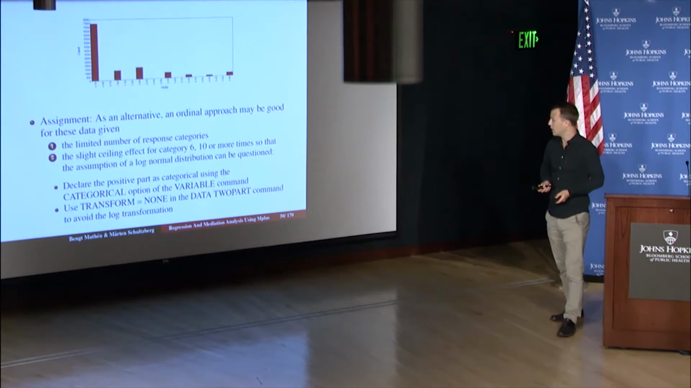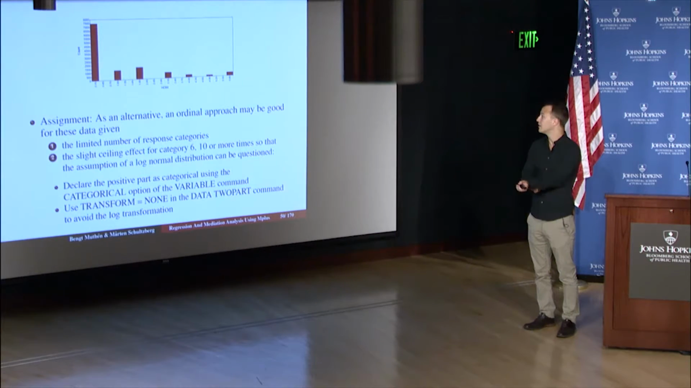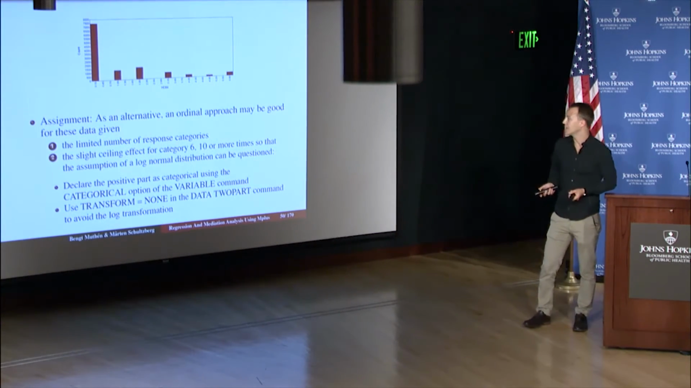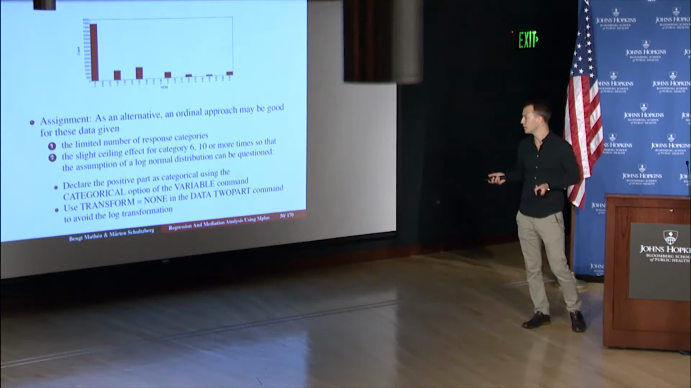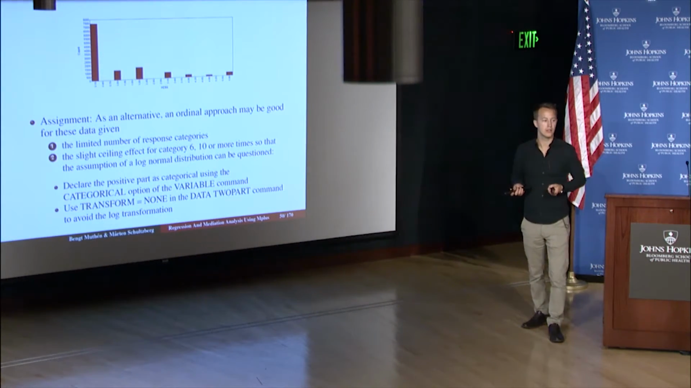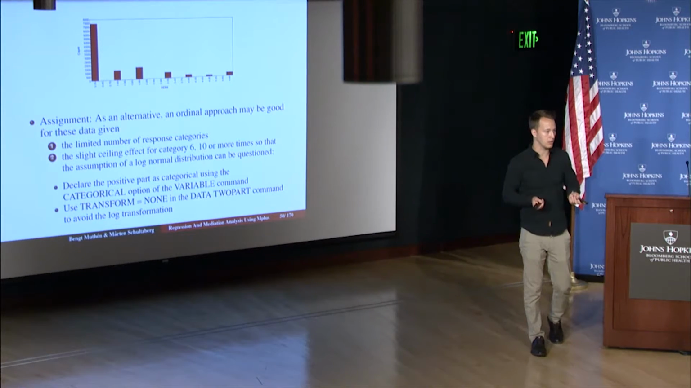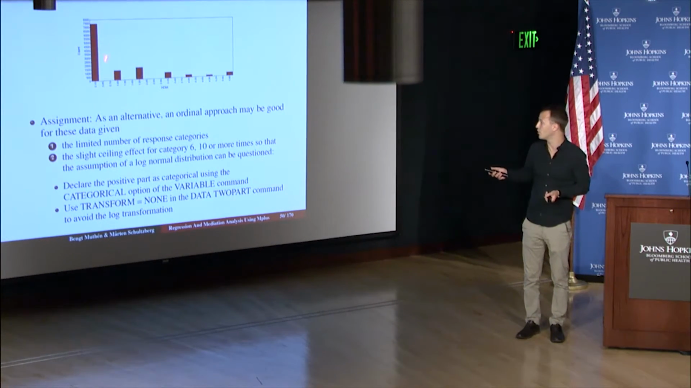And just to round up, I'm going to look at this variable again. And as an assignment here, you could think about having an ordinal approach. So you could keep treating this as a 2-part model. You can think about it as being at 0 or not. But then you could think about modeling this part as an ordinal variable, which Bengt hinted at in the beginning. It doesn't really look continuous.